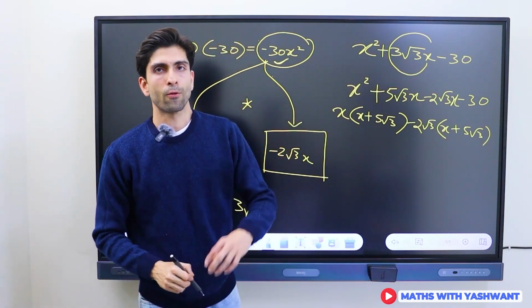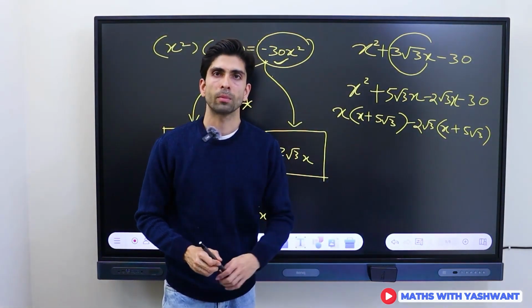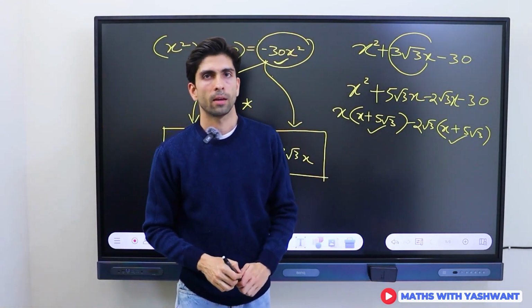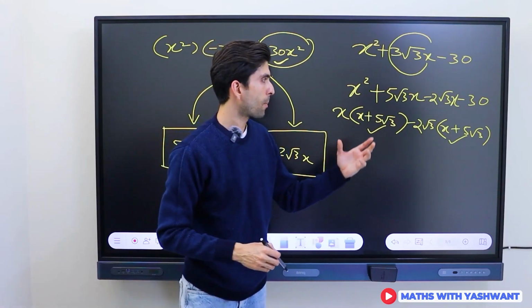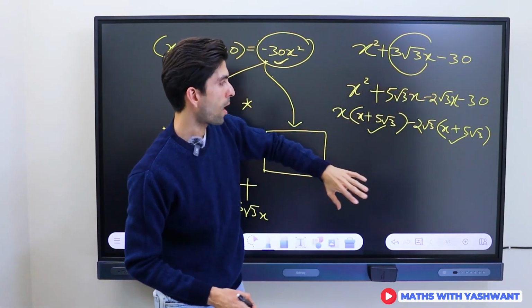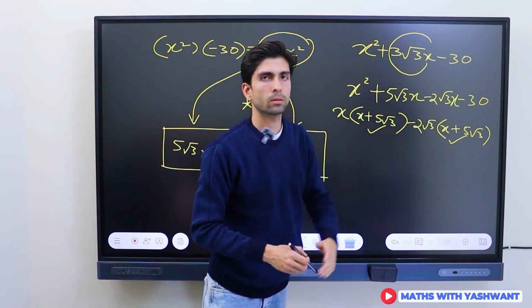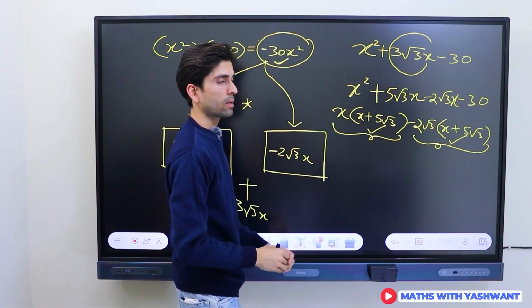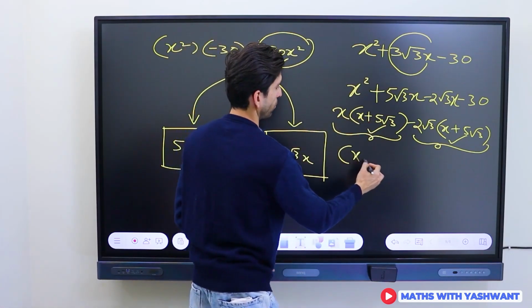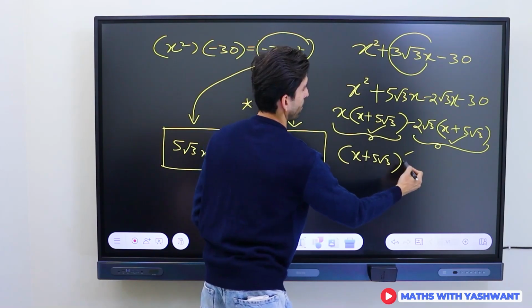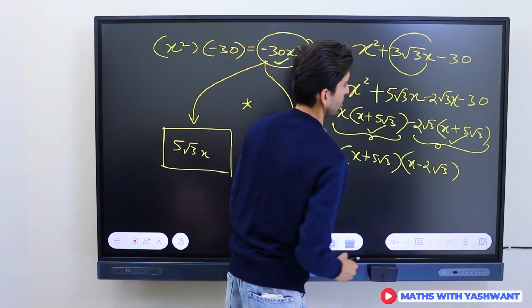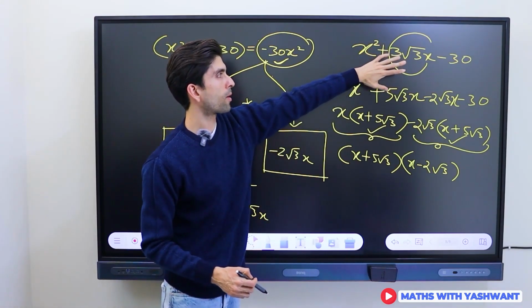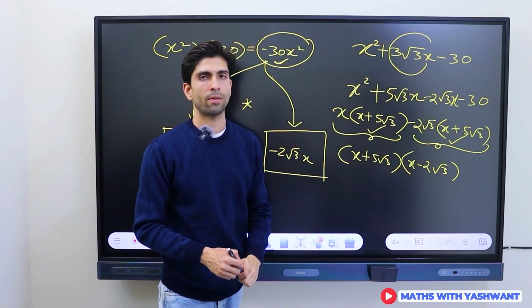And always, if you have not made any calculation mistake, both the factors like this one and this one will always be identical. I again repeat, if you have not made any error in your previous steps, you are going to get the same factors. Okay, now from these two terms, we can take x plus 5 root 3 common. So if we take x plus 5 root 3 common, we are left with x minus 2 root 3, which is our other linear factor. So we have actually factorized the given quadratic as a product of two linear factors.